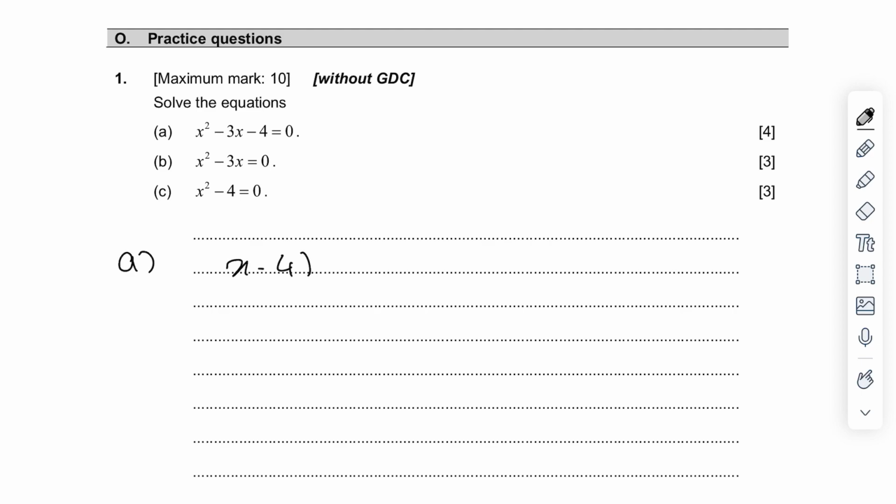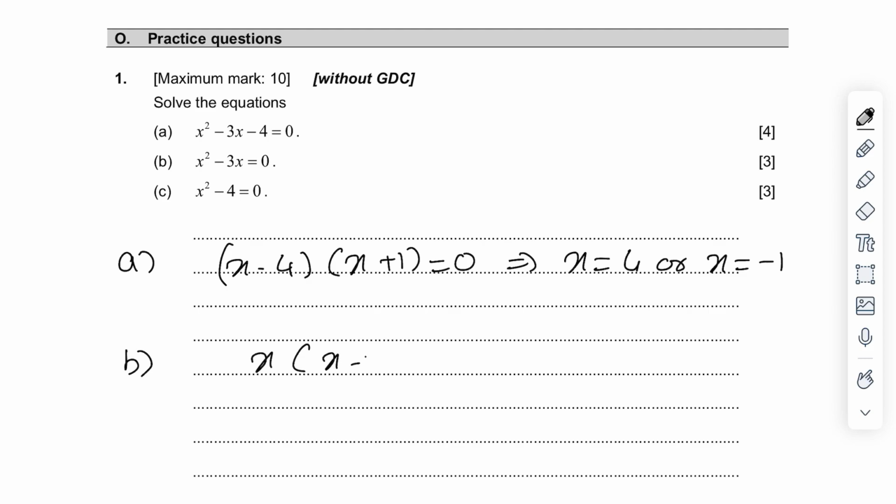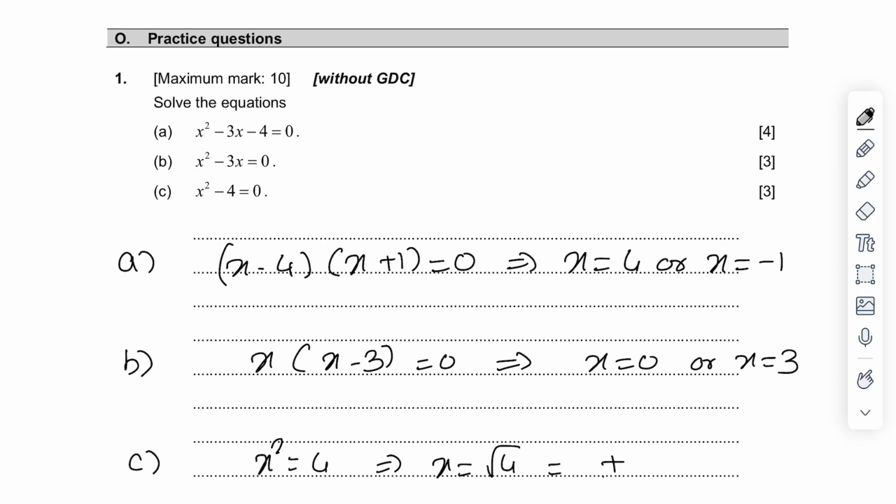So it becomes x minus 4 times x plus 1 equals 0, which gives me x equals 4 or x equals negative 1. Part B, take x common, x minus 3 equals 0, which gives me either x equals 0 or x equals 3. Then come to part C, x square equals 4, so x equals square root of 4, which is equal to plus or minus 2.